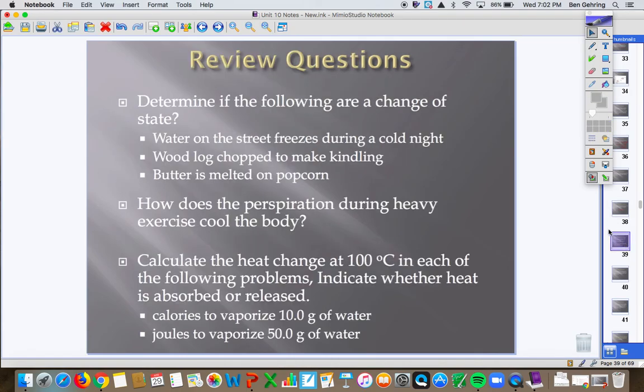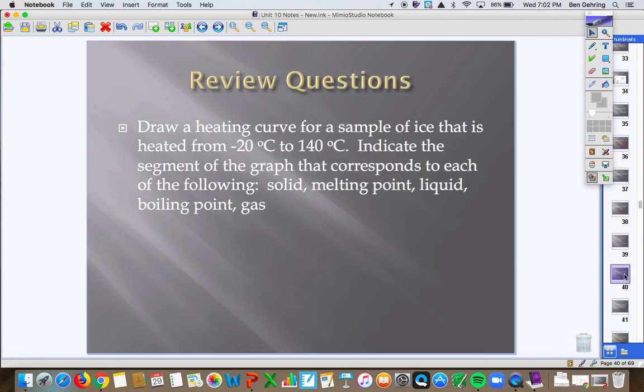All right, here are some review questions. So first page, pause this screen, answer these questions. Make sure you can tell me which phase changes are happening in the first one. How does sweating during heavy exercise cool the body on the second one? And then calculate the heat change at 100 degrees Celsius in each of the following problems. Indicate whether heat is absorbed or released in those situations. Question set number 2. I want you to draw a heating curve for a sample of ice that goes from negative 20 to 140 degrees Celsius. Indicate where it's a solid, where it's a liquid, where it's a gas, along with melting points and boiling points. So if you can do that, you understand your graphs and will be in good shape.